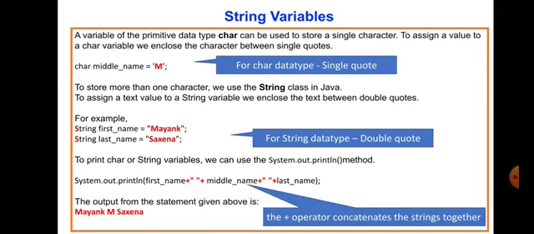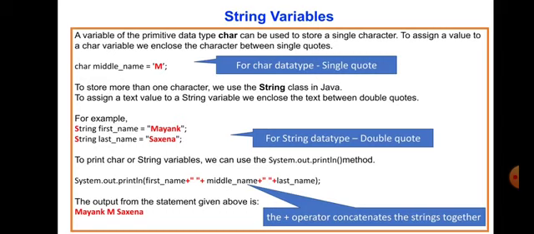So to store more than one character, we use the string class in Java. To assign a text value to a string variable, we enclose the text between double quotes. Example is given very clearly. And finally, we use this plus. Plus symbol is very important. The plus operator concatenates the strings together. What is the meaning of concatenating? Concatenating means joining the first name, the middle name and the last name. If you have three names separately, concatenating means you can club or join all three and call it one single name.